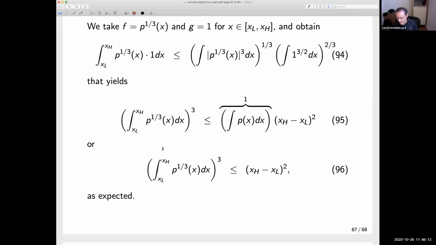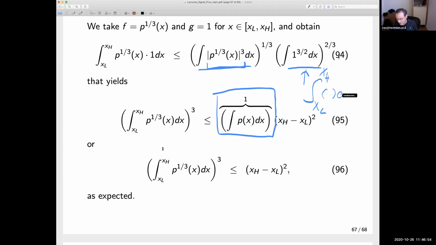So if I'm taking these two functions and I'm integrating over them, then I get this equality. Remember, integration over p of x is equal to 1. This is something that we know. Now, what is written over here? This is nothing but integration over the interval. So it would be integration over xl times xh dx.